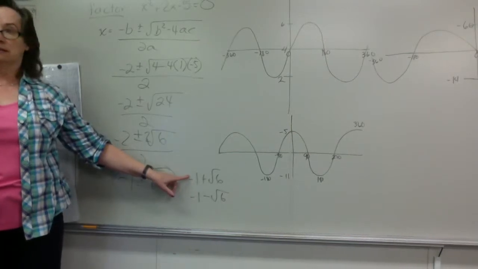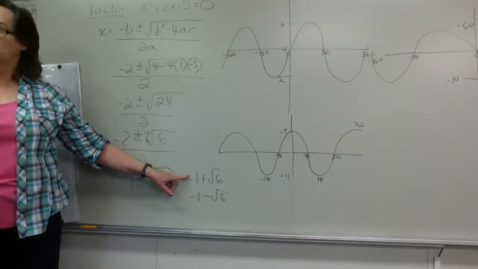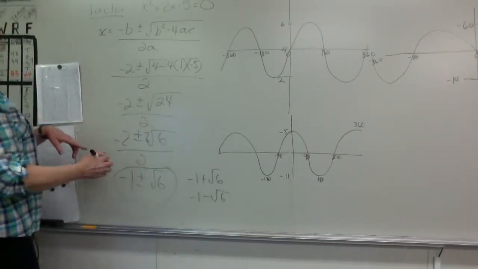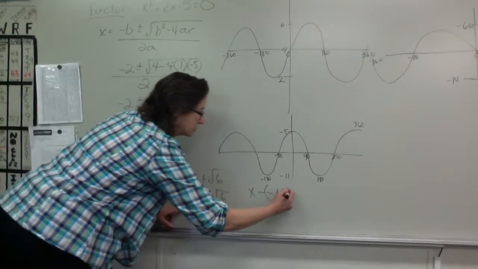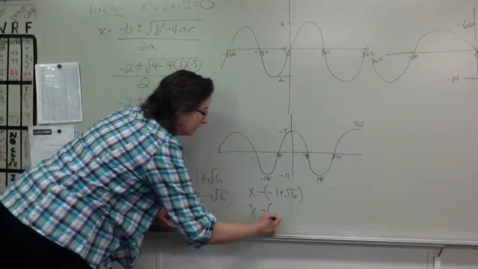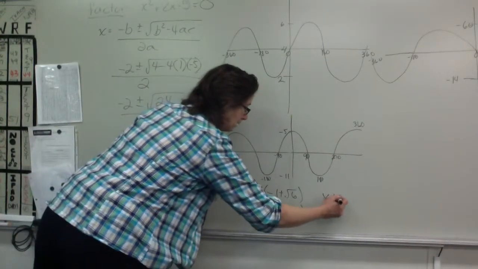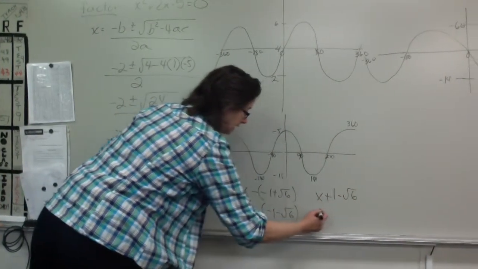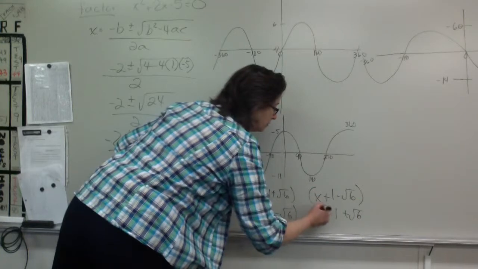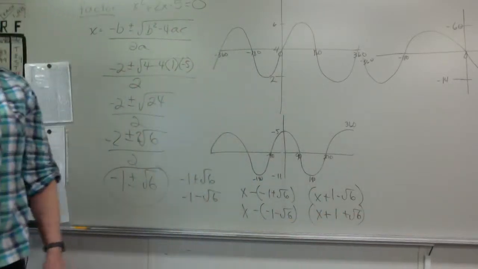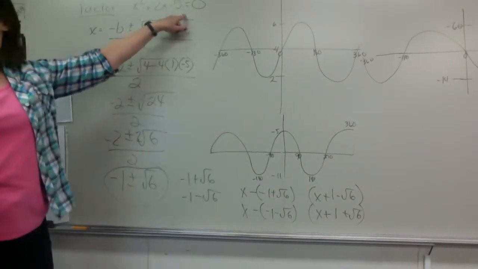We have the x's. We have the roots. How do we factor? X minus root. X minus root. Okay, so now we're going to have what? Let's put the factors right here. X minus negative 1 plus the square root of 6. X minus negative 1 minus the square root of 6. We simplify that to get what? X plus 1 minus square root of 6. X plus 1 plus the square root of 6. And those would be our two factors. Okay, now, if I took those two factors and multiplied them together, I would get the equation.